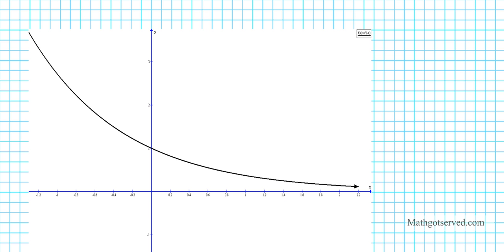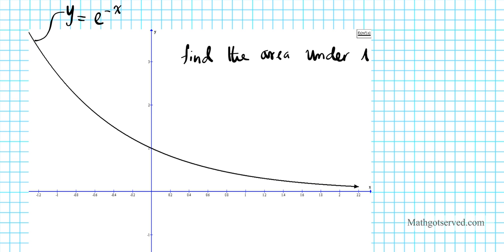Okay, let's say we have a function. Let's say this function is given by the equation y equals e to the negative x, and you have to find the area under the curve from -1 to infinity. Okay? So that's what we have to find.